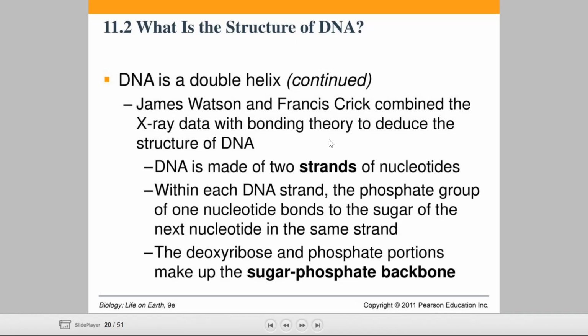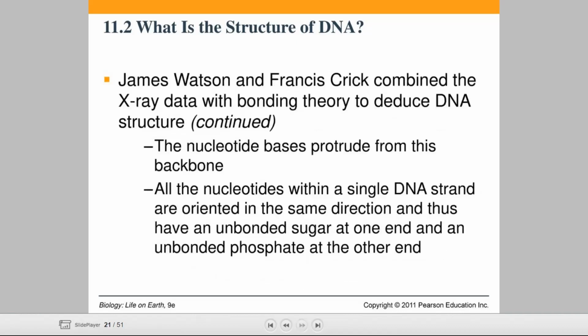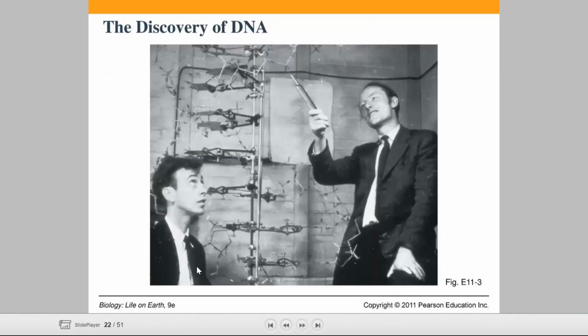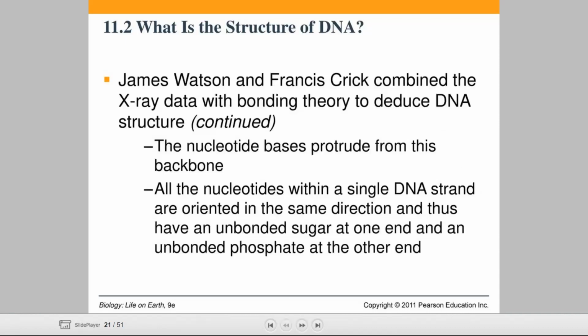Now, from that, we know that DNA is made of two strands of nucleotides. Within each DNA strand, the phosphate group of one nucleotide bonds to the sugar of the next nucleotide in the same strand. The deoxyribose and phosphate portions make up the sugar-phosphate backbone. I'll show you the picture. This is the model that Watson and Crick made. So the nucleotide bases protrude from this backbone.